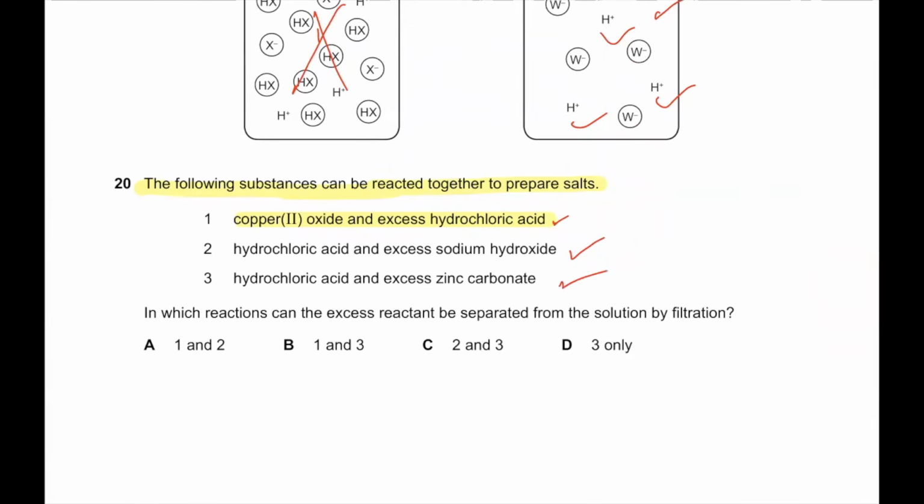The question says, in which reaction can the excess reactant be separated from the solution by filtration? Now guys, if we add excess acid, we cannot filter it out. If we add excess sodium hydroxide, it is soluble in water, so it cannot be filtered out. However, if we add excess zinc carbonate, we can filter it out. So number 3 only. So D, question number 20, D is the correct answer.